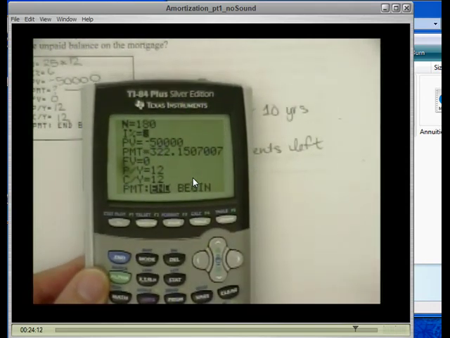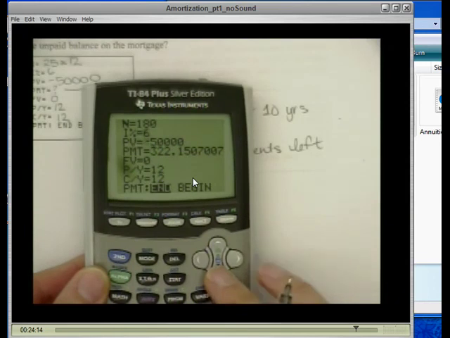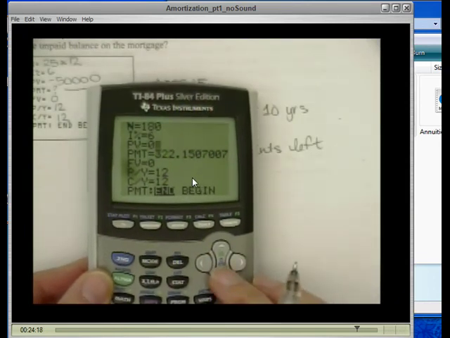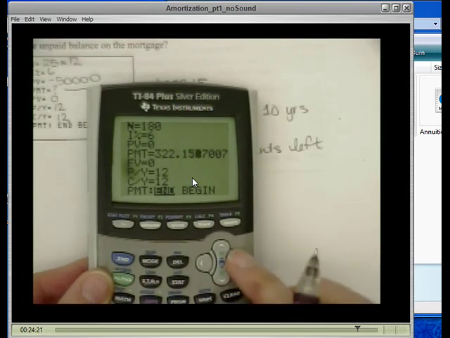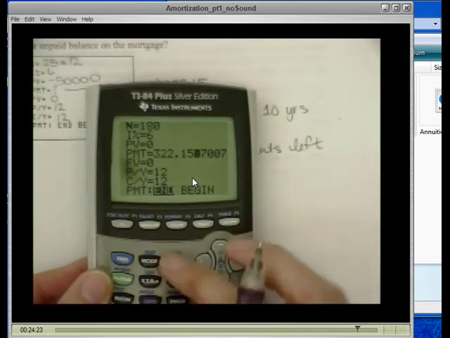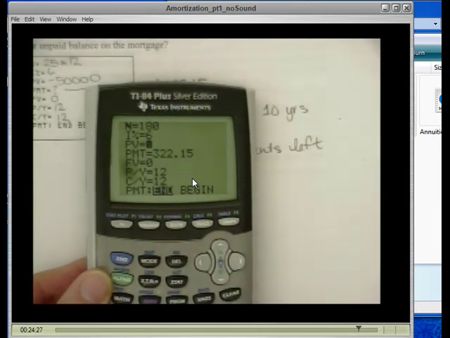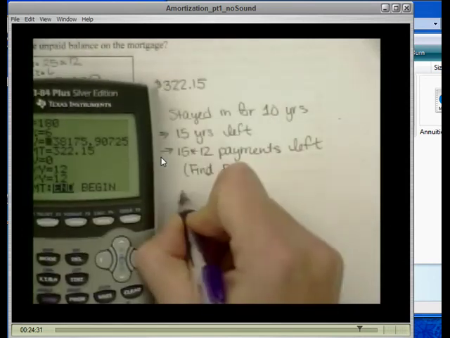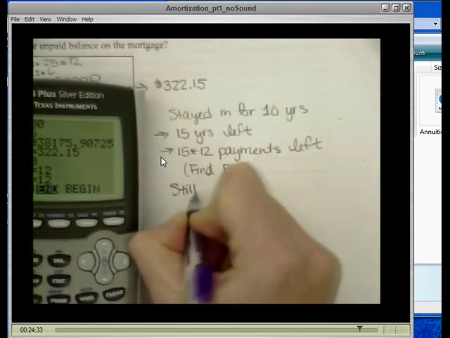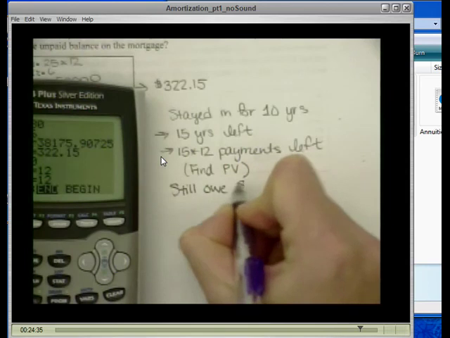The interest rate is the same. PV, that's what we're trying to find. Payments, I think I delete everything after the cents place, but it won't really affect your answer if you just leave it. And then go back up to PV and hit alpha solve. So we still owed $38,175.91.